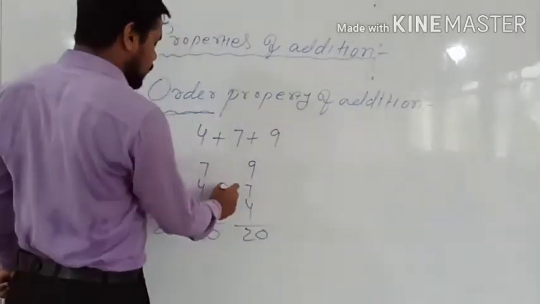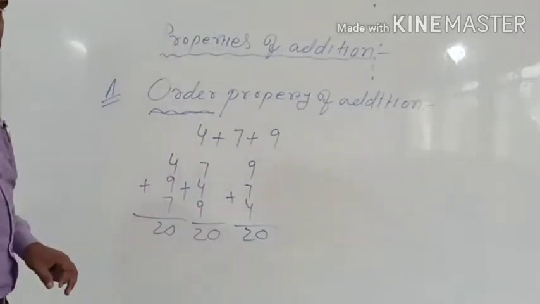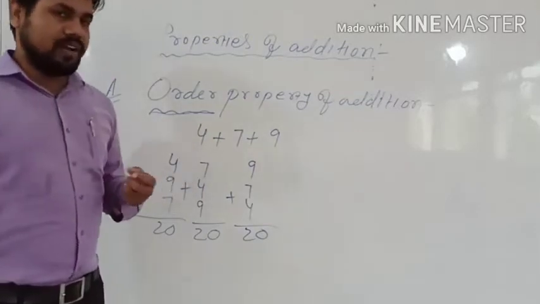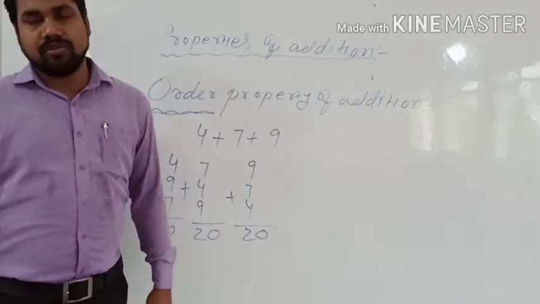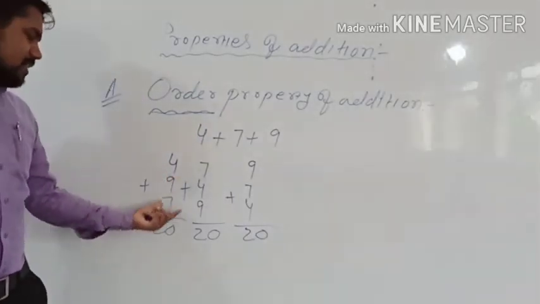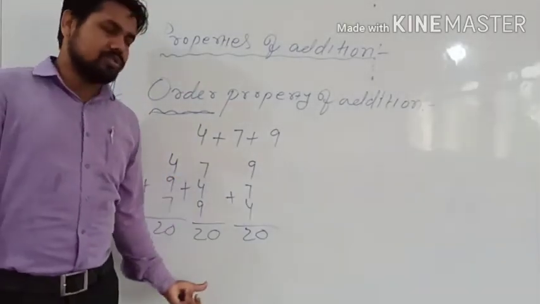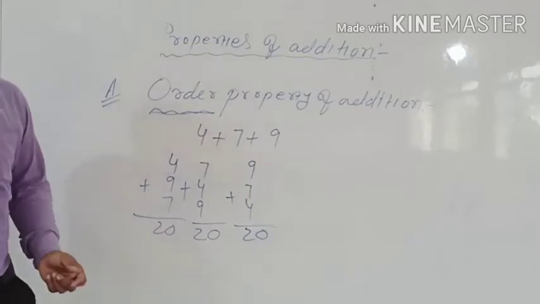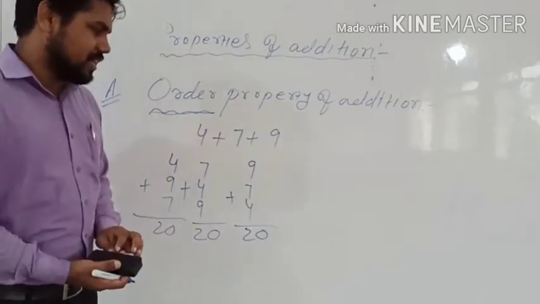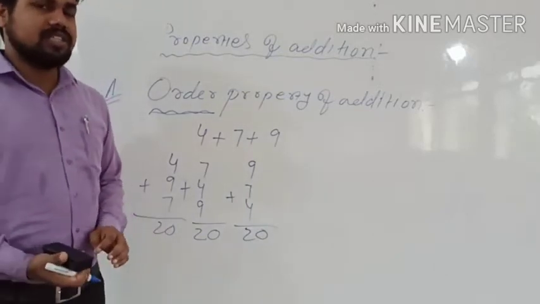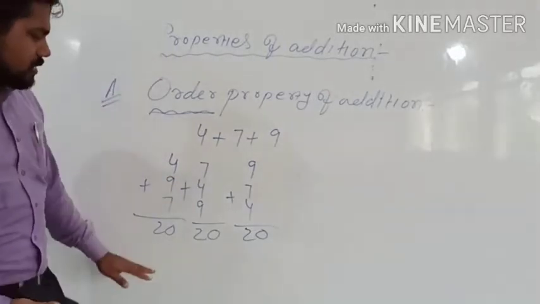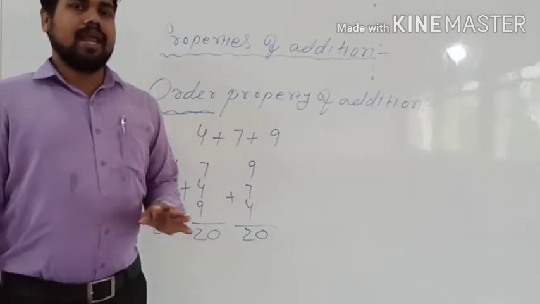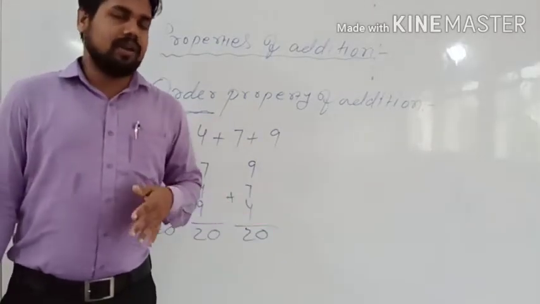So it depends upon you, whatever you are finding comfortable, whatever you are finding easy, that addition you can use. Okay. तो आप इस तरह से भी ऐड कर सकते हो, उस तरह से भी कर सकते हो. So the first most important property of addition is the order property of addition. So in case of addition, order doesn't matter.